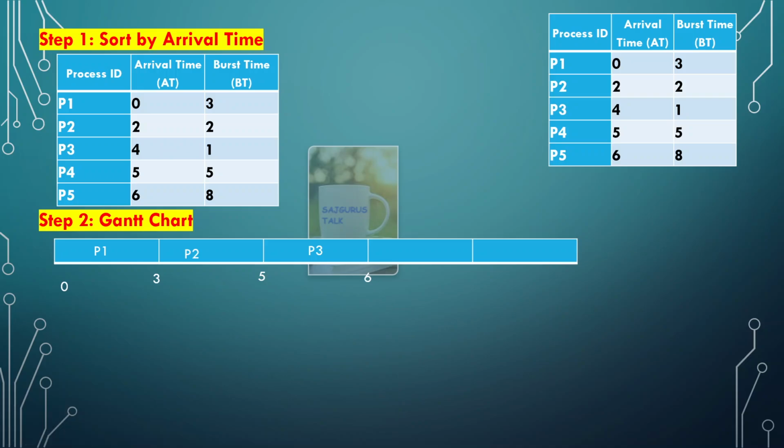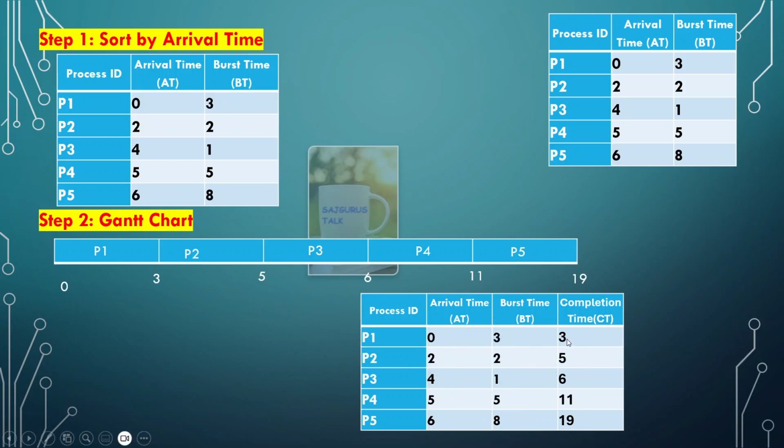Now P4 as usual has to arrive at 5 but must wait for P3 to finish. After that it executes for 5 milliseconds. Now P5 arrives at 11 milliseconds and executes for how many milliseconds? 8 milliseconds. So P5 completion time is 11 plus 8, which is 19.